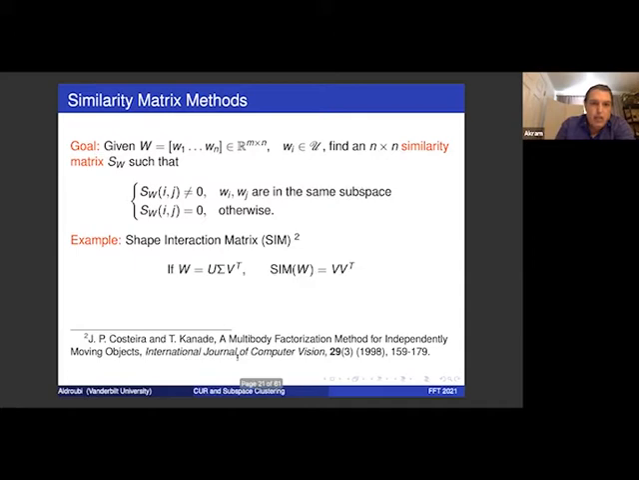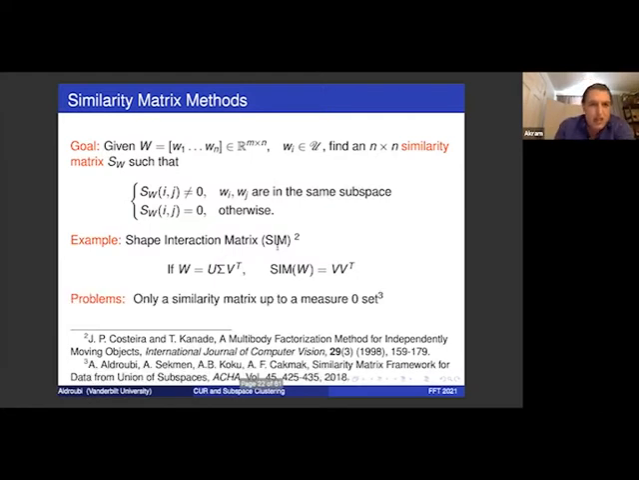shape interaction matrix. And what is it? They take this matrix W, and they take the singular value decomposition of this matrix W. So this is unitary, and the diagonal matrix sigma. And then they take this unitary matrix V and take VV^T, and this is what they call the shape interaction matrix. And the claim was this is a similarity matrix. And in fact, I don't know exactly how they found that, because it's almost true, but it's actually not always true.